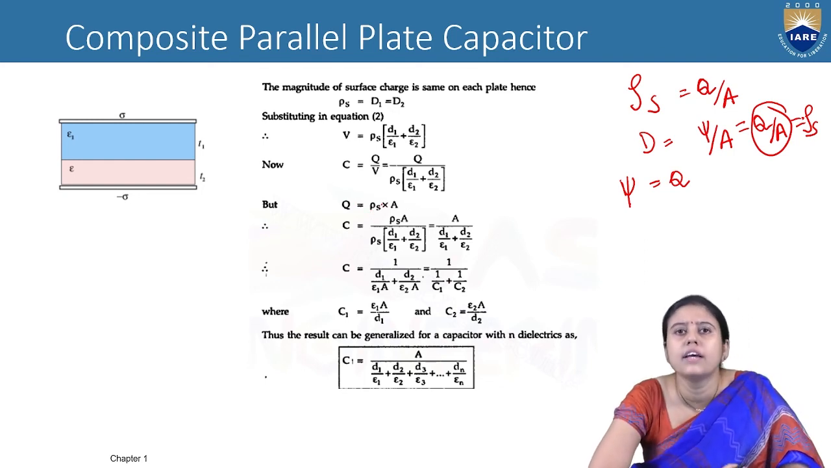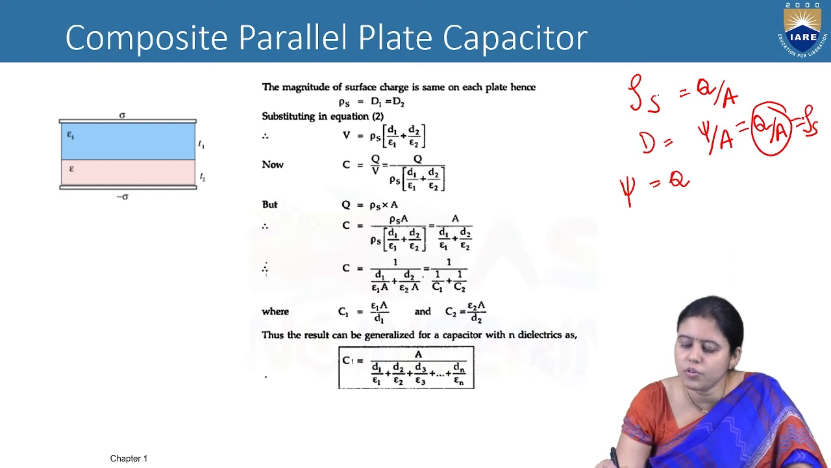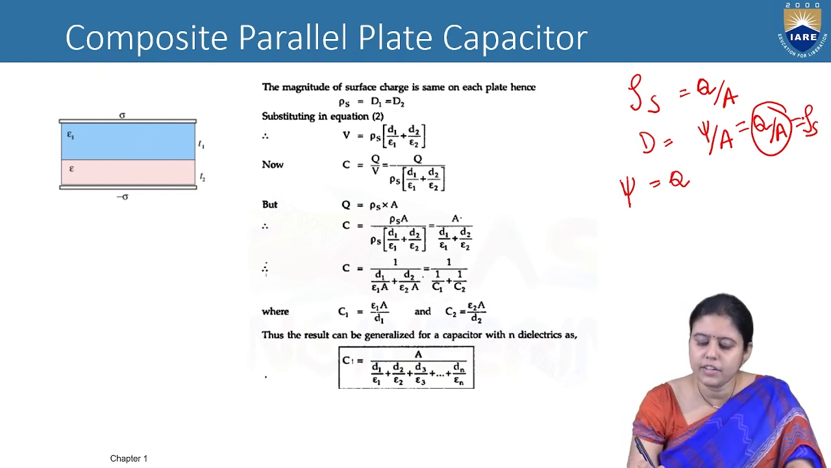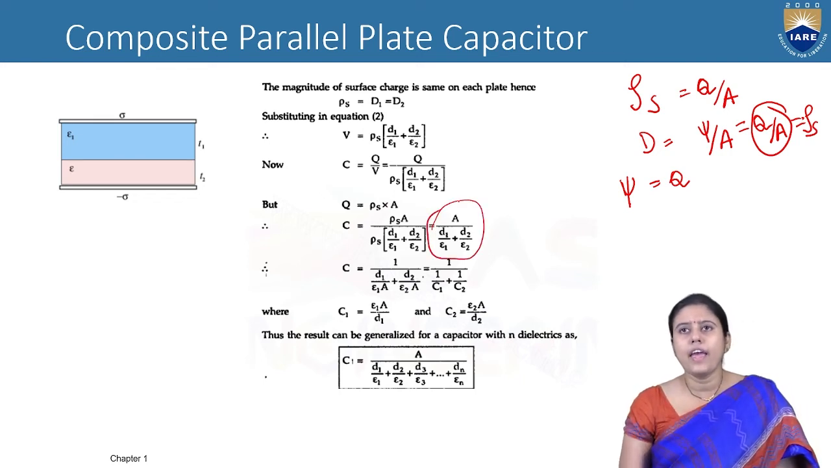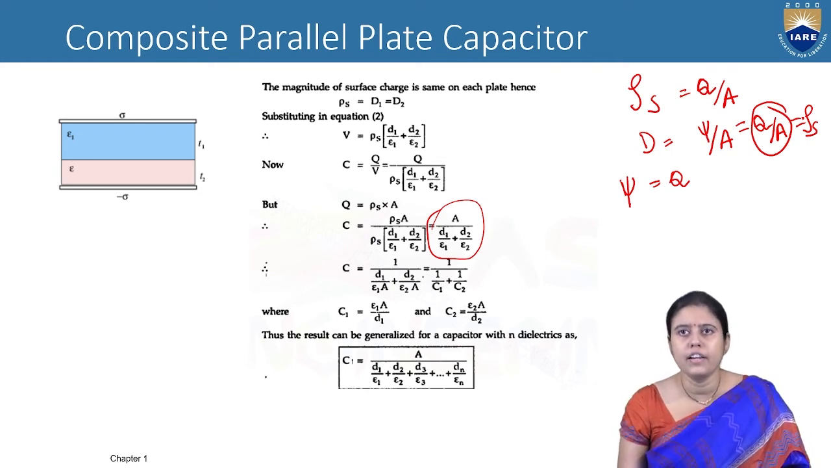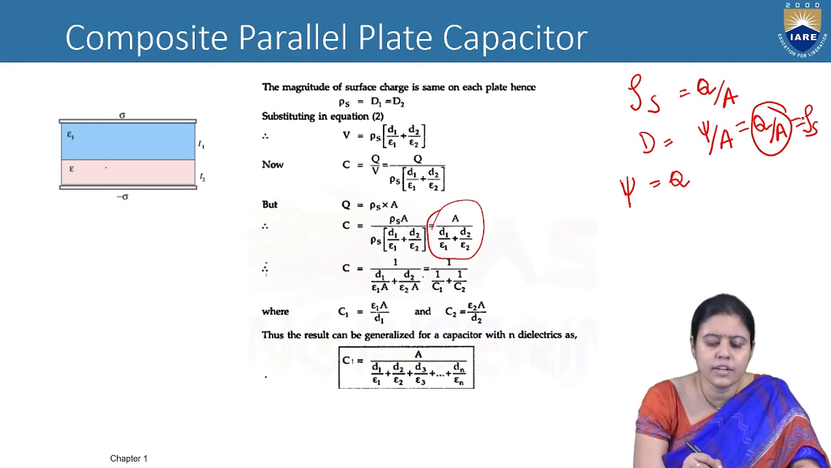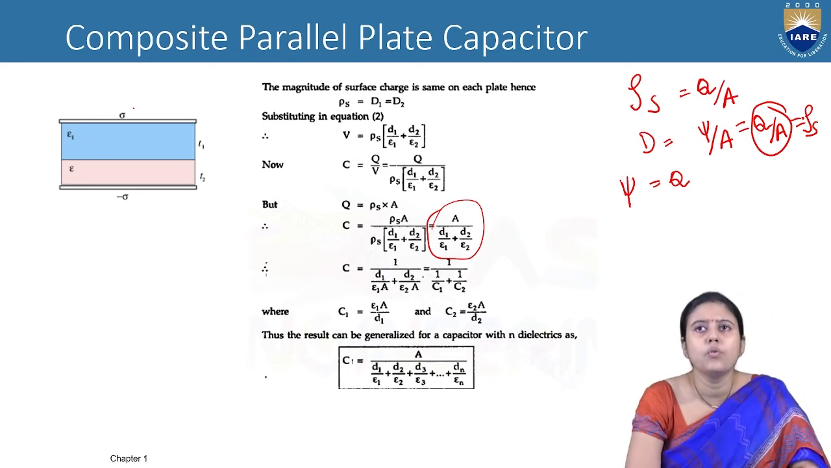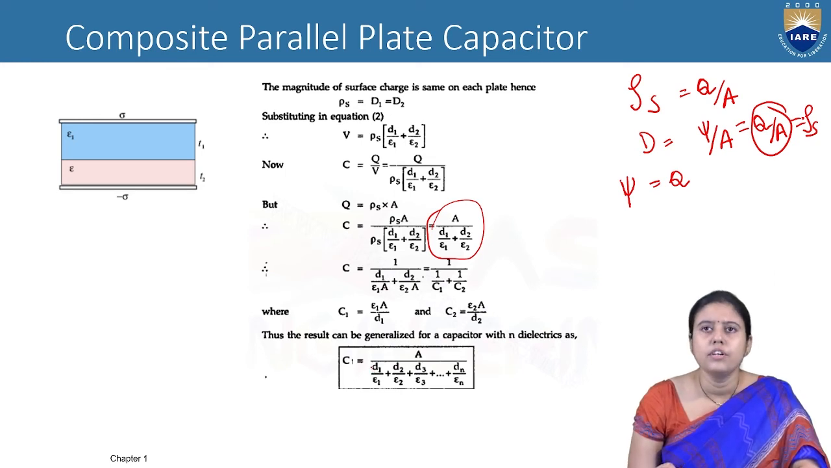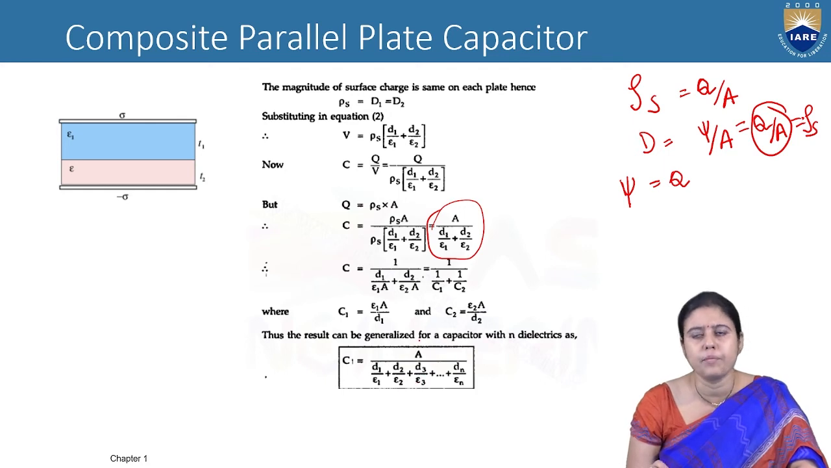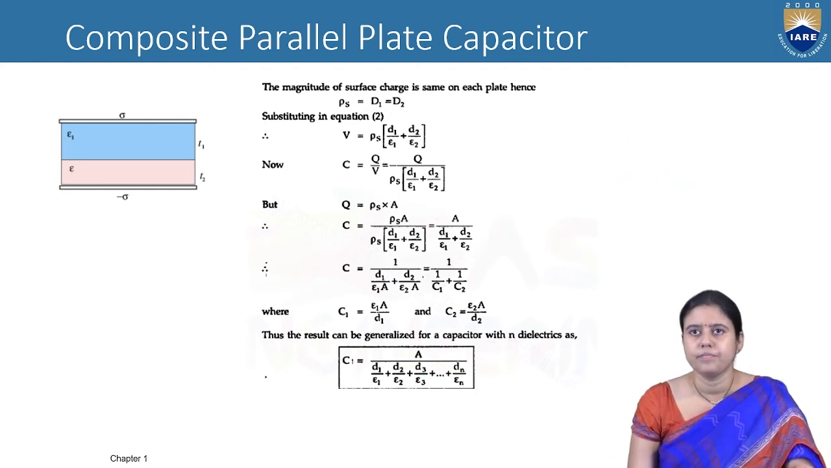Why rho S into A? Surface charge density into cross-sectional area. And ultimately we can get the capacitance C equal to A divided by (d1 by epsilon 1 plus d2 by epsilon 2), like this. If we have n number of dielectric materials, we can write C equal to A divided by (d1 by epsilon 1 plus d2 by epsilon 2 plus d3 by epsilon 3 and so on), like this.